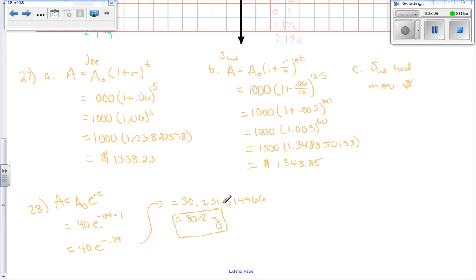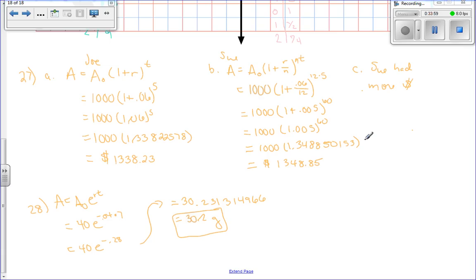So on your test tomorrow, I would expect you to be able to do problems like we have here. I actually kind of modified number 27. We didn't find the value of Joe's investment at the end of each of the first 5 years. We just found it at the end of the 5th year. And same thing with Sue. We found it at the end of the 5th year, and we saw who would have more money. Okay? And that's all I would expect you to do on the test. Nothing more elaborate than that.